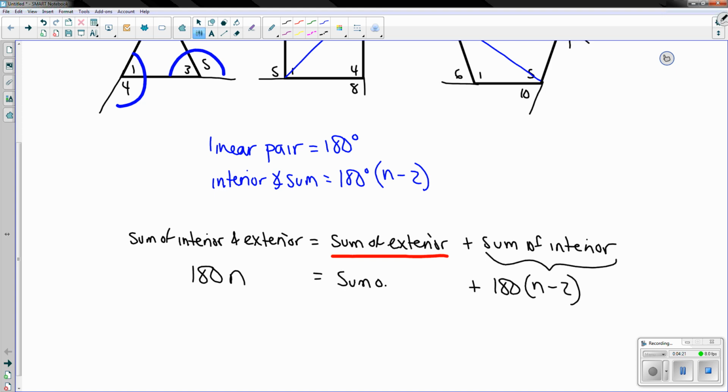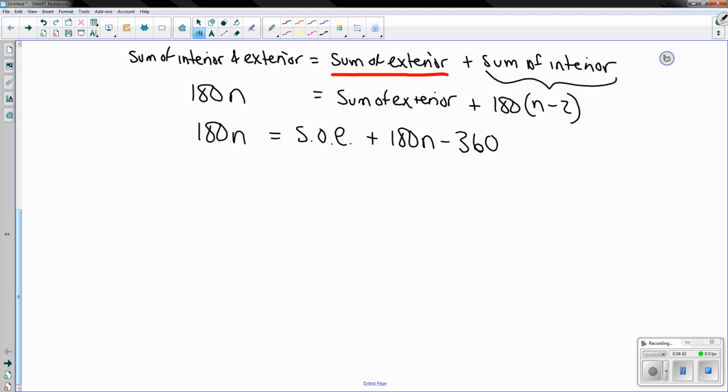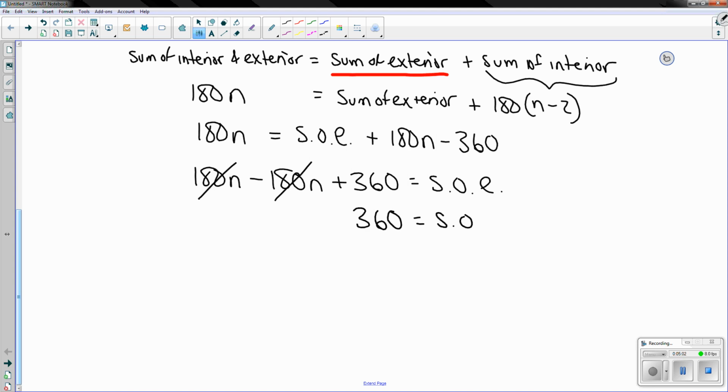So now, like I said before, all we have to do is solve for the sum of the exterior in this equation. So we have 180n is equal to, I'll just write SOE for sum of exterior, plus I'm going to distribute the 180n minus 360. Now I'm going to move this 180n and the 360 to the other side, and we'll see why the sum of the exterior is always 360, no matter what the value of n is. We'll see that this 180n will cancel, and we'll have 360 is equal to the sum of the exterior.